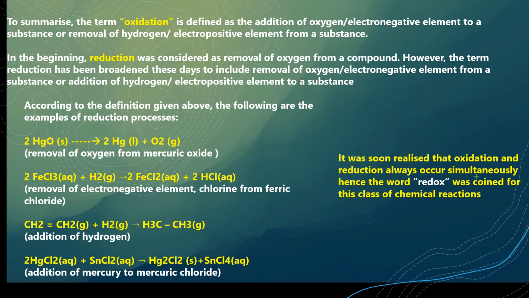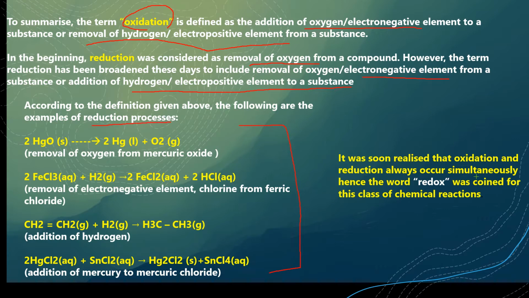Now, to summarize the term oxidation, as we have understood till now through the presentation, we can say the term oxidation is defined as addition of oxygen or any other electronegative element, or removal of hydrogen or any other electropositive element from a substance. In the same way, reduction is just the opposite of it. In reduction, we can say removal of oxygen or any other electronegative element from a substance, or addition of hydrogen or any other electropositive element to a substance.